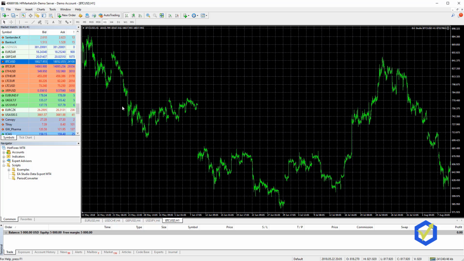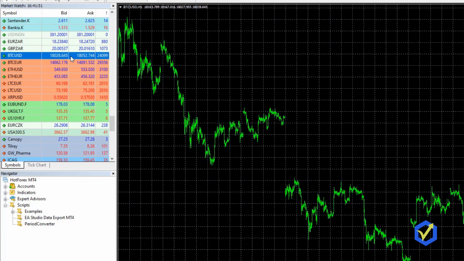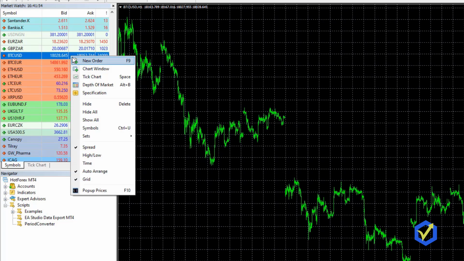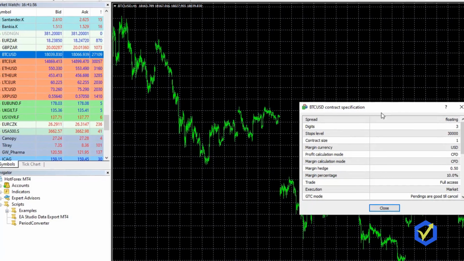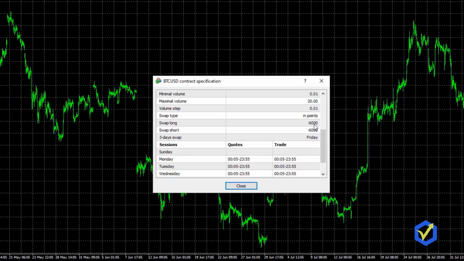And it might get more expensive if you are holding your position for a long time. Because when trading with Forex brokers like HotForex or any other, we pay swap as well. If I go to specification, you will see that I have negative 6,000 points, which is I think $6 in this case of a swap, because we have 3 digits, right? So this is about a $6 fee if we hold the position overnight.